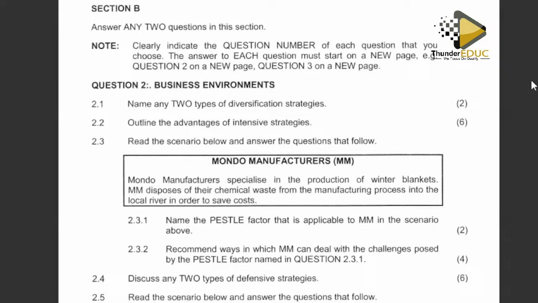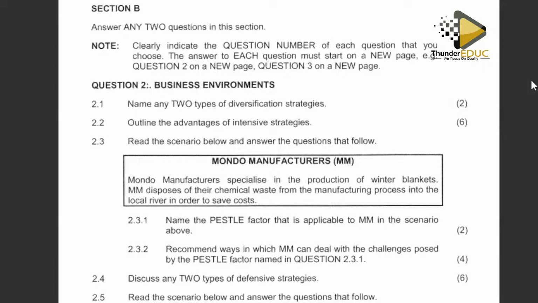So now we are given a note. Clearly indicate the question number of each question that you choose. The answer to each question must start on a new page. For example, question 2 on a new page, question 3 on a new page. Okay, right, Grade 12. So now let's check out question 2.